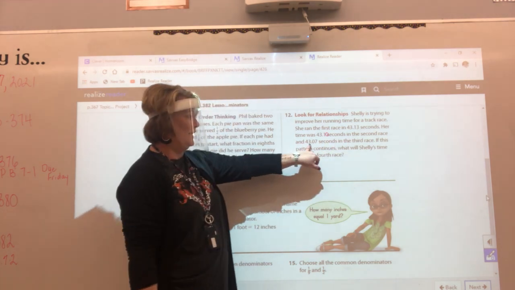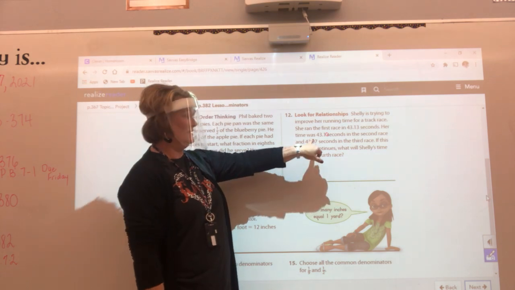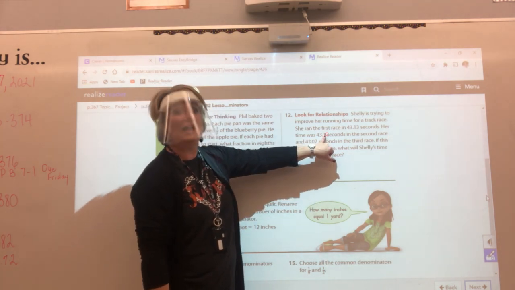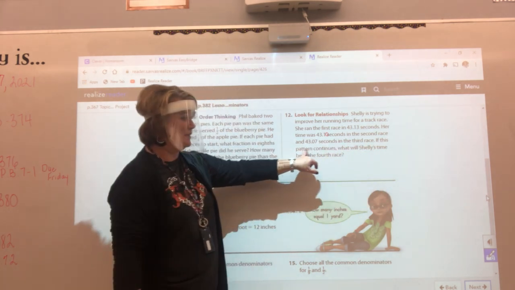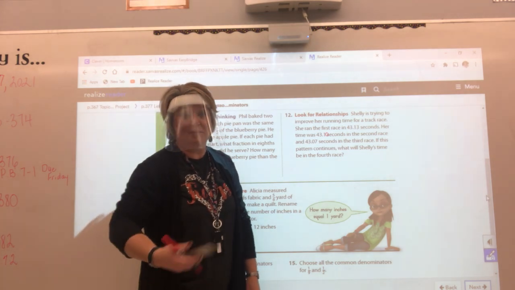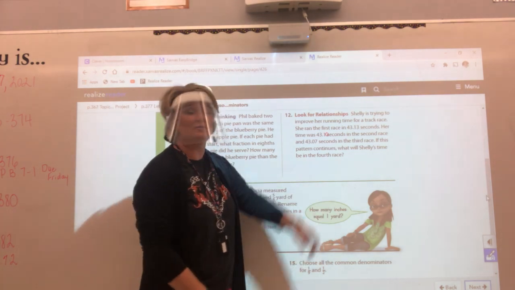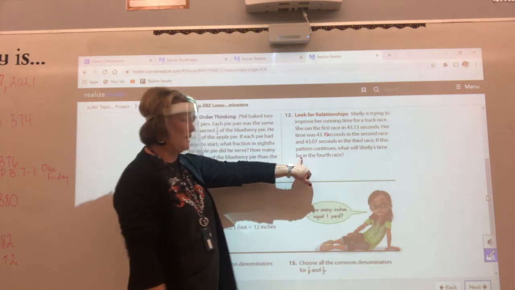Now her third race was, say this number in money, $43.07. Is this less than this? Yes. By how much? Three pennies. So, if this pattern continues, what's the pattern? Minus 3. Taking away how much? Three pennies, or 3 cents. What will Shelly's time be in the fourth race?